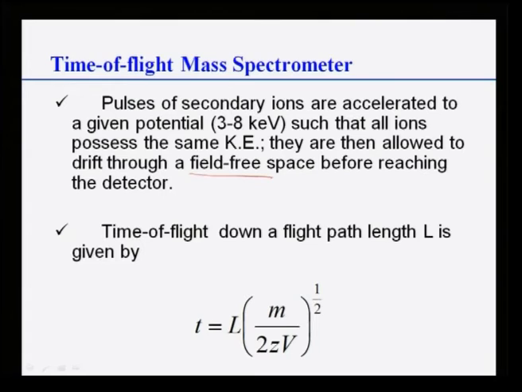Because of this, the time it takes to move a length is given by t = L (m/2zV)^(1/2). L is the flight path length, m is the mass, z is the ionic charge, and V is the accelerating voltage. So as you can see, depending on m/z values, even if L and V are constant, t will be different. And by knowing the different times, we can separate these ions very easily.